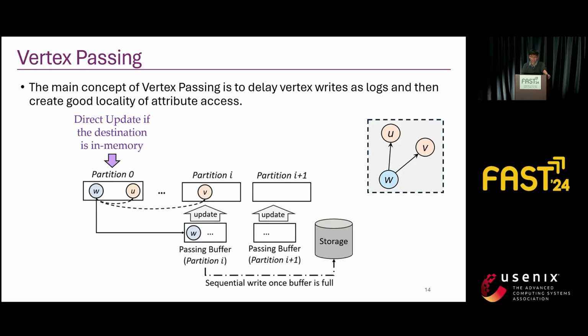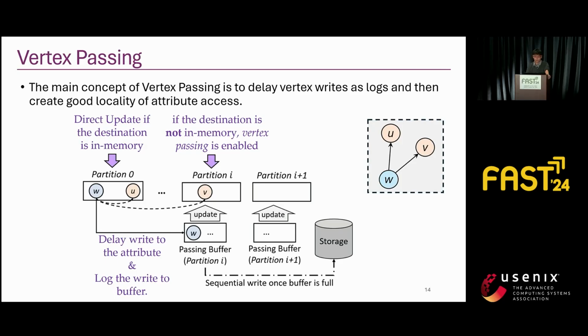But on the other hand, if the attribute of the vertex V is not in the memory, then in this case, vertex passing will be enabled. So the concept of vertex passing is pretty simple. It just tries to delay the write to the attribute and then lock the write into the buffer. Then this log will eventually be stored in the storage to minimize the memory overhead. So the next time when the partition I is inside the memory, we just merge those in-storage logs back to the vertex attribute.